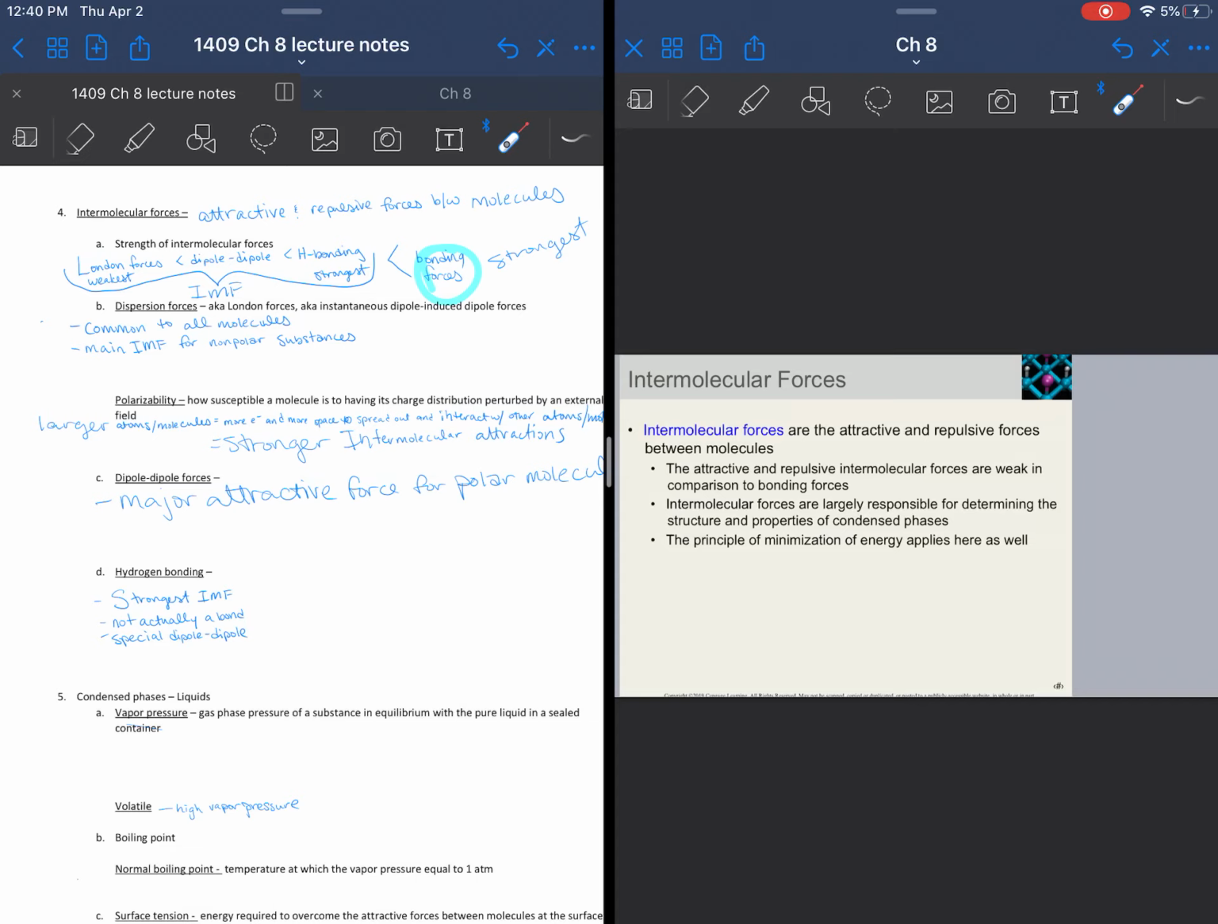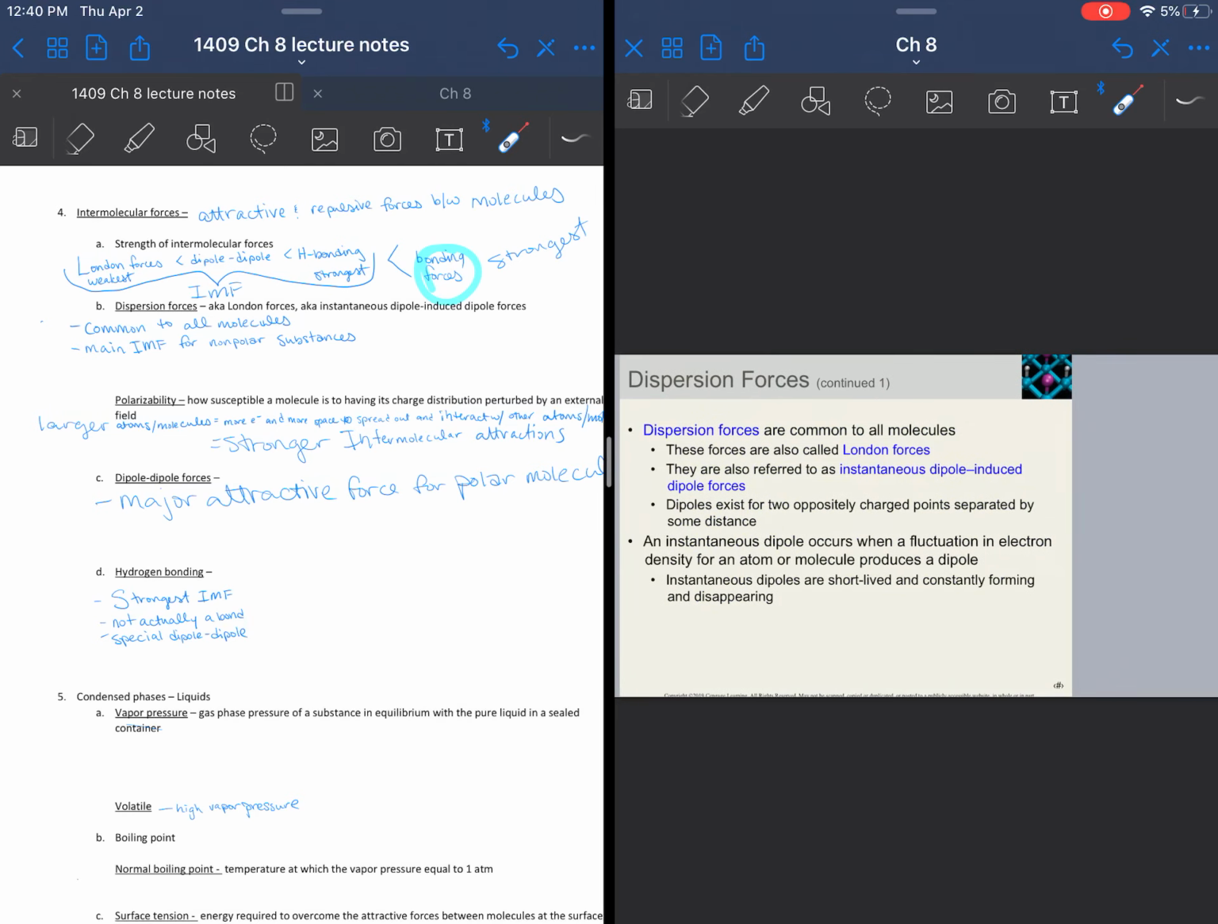This is going to be important to keep track of because this is going to allow us to make predictions about properties like boiling points, vapor pressures, surface tension, etc. All right, I will often use IMF to abbreviate intermolecular forces. The first one that we're going to look at is the dispersion force, or London forces. It's just two different names for the same phenomenon.